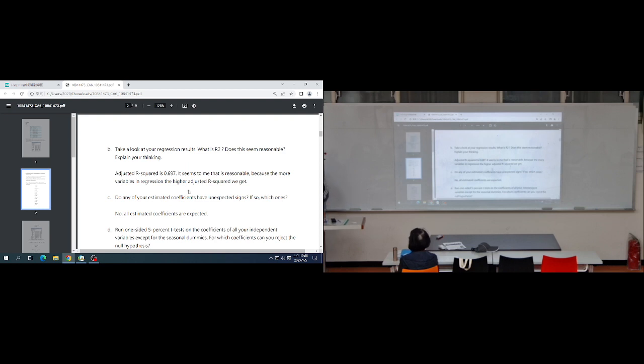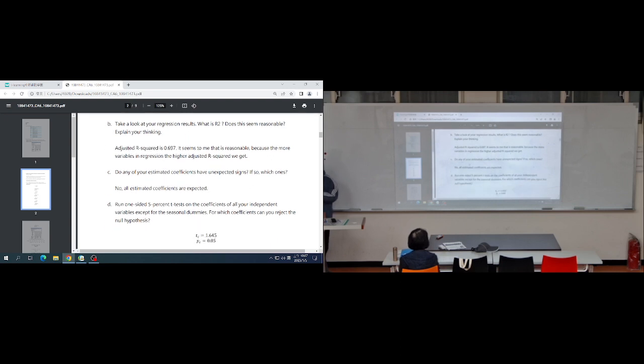Although you put nonsense variables in the equation, the R square will increase, but the increase is very little. It still increases. So this statement is not quite right.